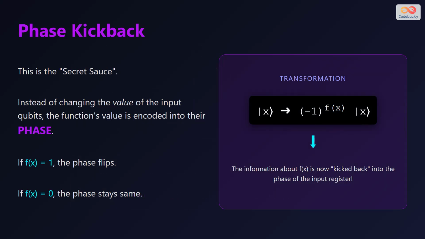Here is the clever trick called phase kickback. Because the target qubit is in the minus state, when the oracle operates, it does not just flip the target bit. Instead, it kicks the value of the function back into the phase of the input qubits. If the function output is 1, the phase of that state is flipped. This encodes the answer directly into the quantum state's interference pattern.